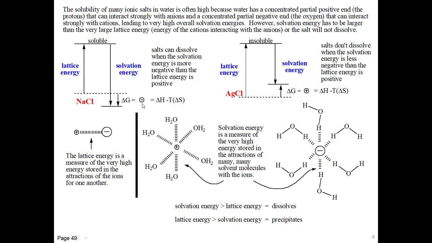The overall delta G is a little bit negative. Okay, you might remember delta G equals delta H minus T delta S. So that's a little bit negative. Now, probably in freshman chemistry, you did an experiment where you took something like silver nitrate and precipitated it out with something like sodium chloride.